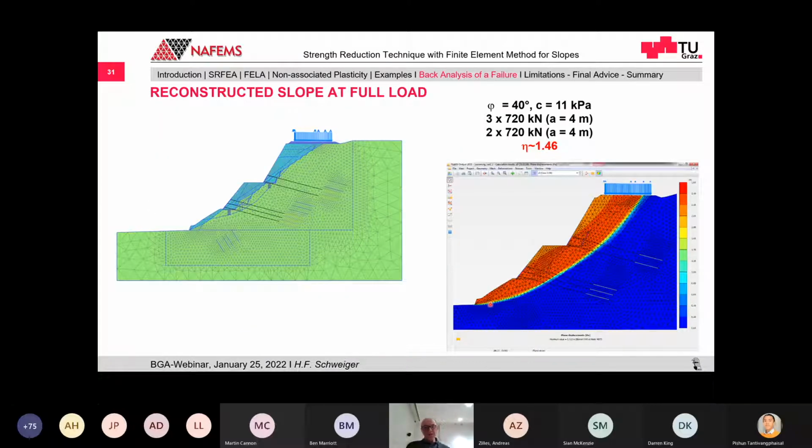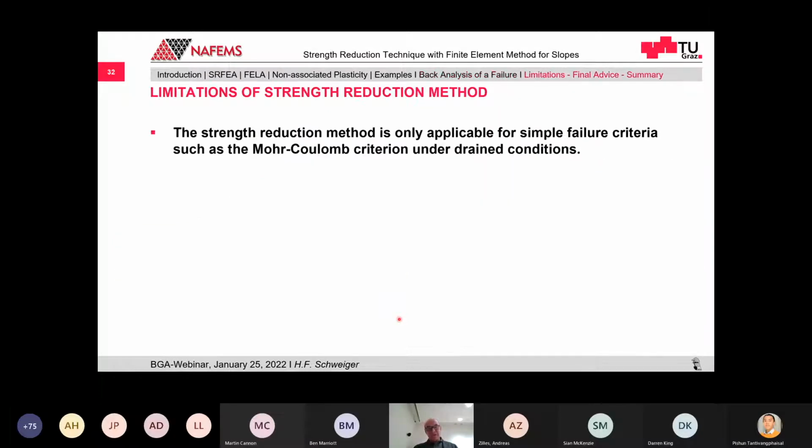Okay, and then there was a reconstruction designed with a couple of anchors, etc. And now, of course, it is stable. So, finishing off with the limitations and some advice.